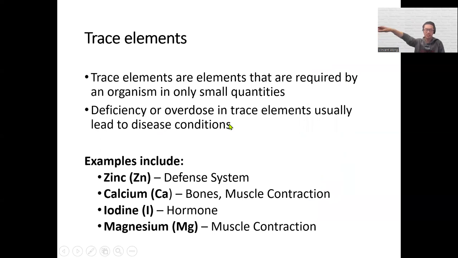And then the rest of it, the 4%, is made up of what's called trace elements. Trace elements are elements that are only required in very, very small amounts. If you have too much of it, it could lead to toxicity. And if you don't have enough of it, that could also cause some problems. So you just need to have the right amount of these trace elements.